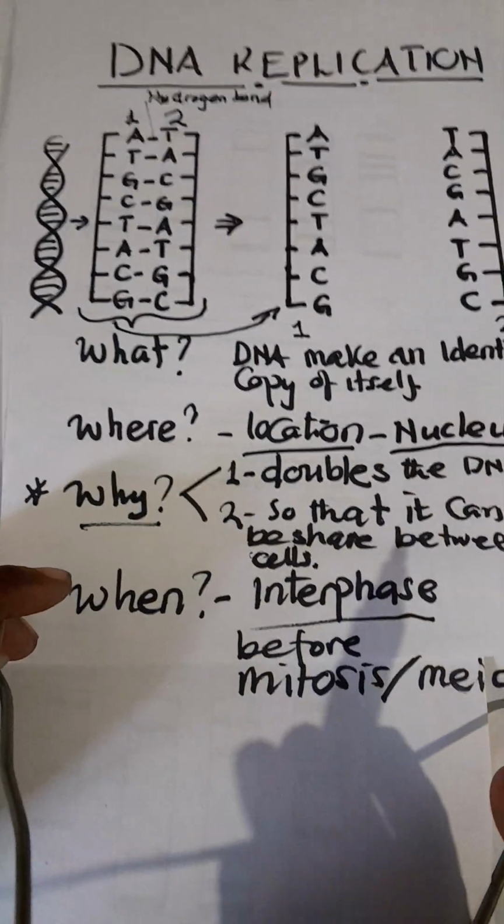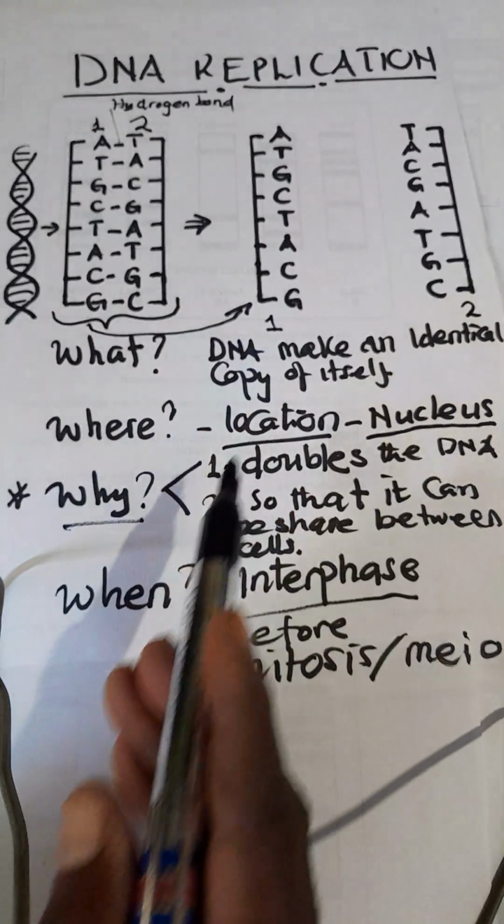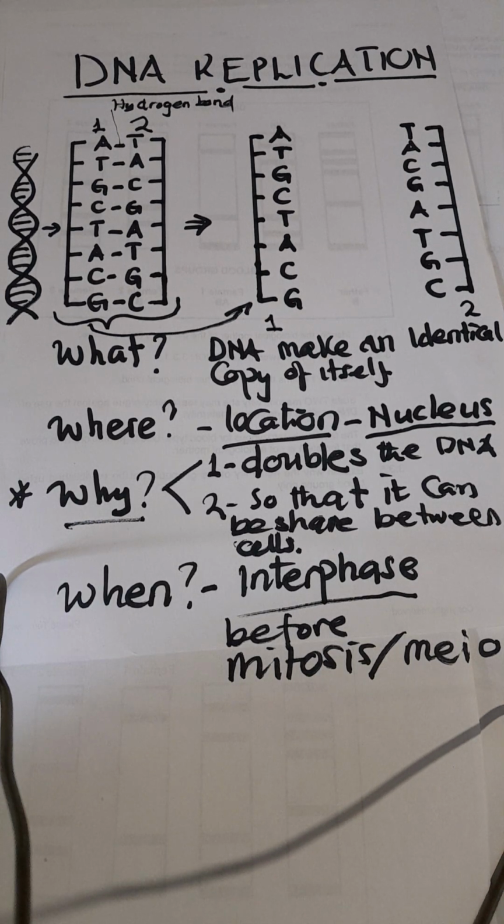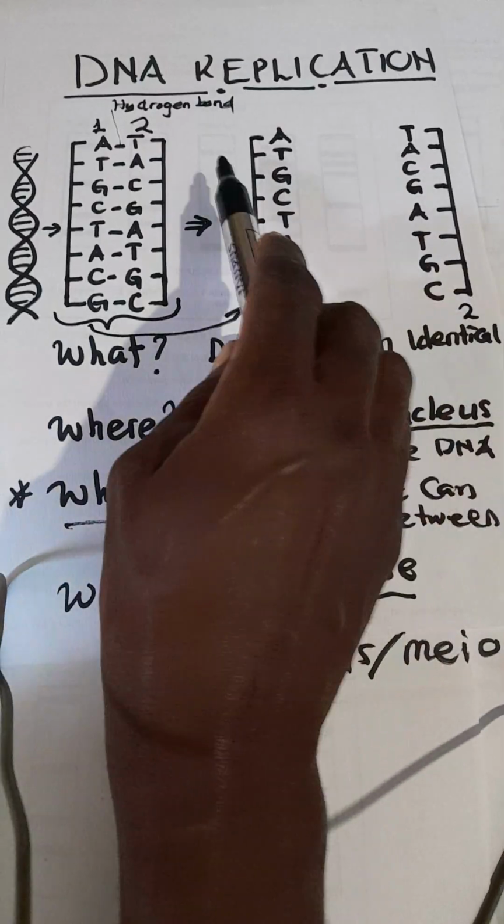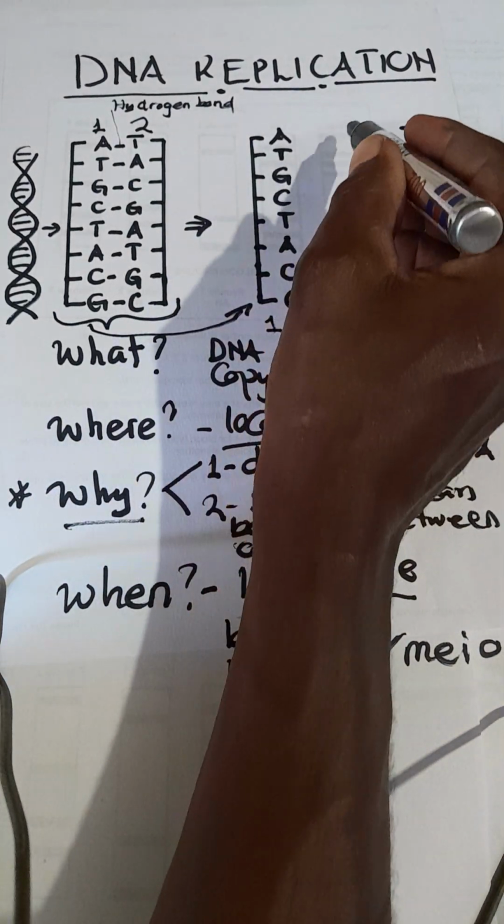Remember, I'm saying that we've got 2 templates here. So these 2 DNA strands are templates. A template is a DNA strand that is used to form another DNA strand. Now, because these have separated, there are free nucleotides that we are going to talk about.